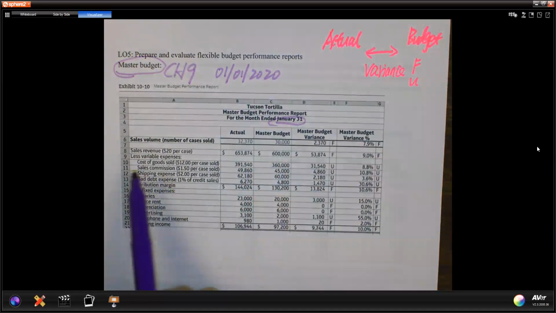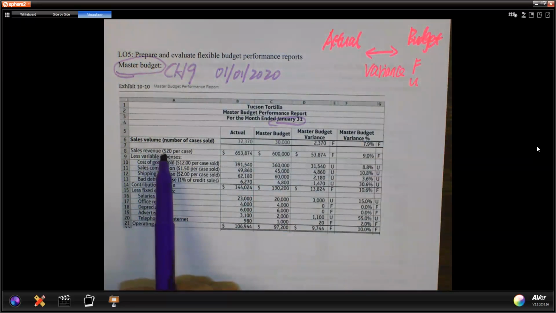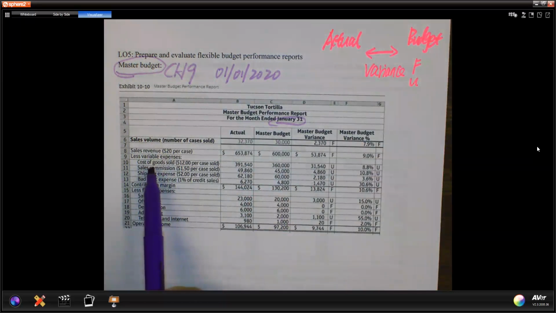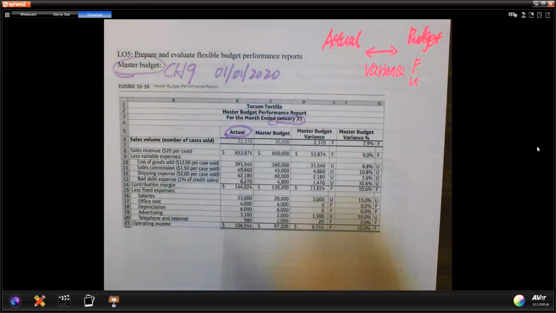So you have your sales volume, sales revenue. Remember we said each case we sell at $20. You have a variable expense. You got your contribution margin. You have a fixed cost. You got your operating income. So the first column B is the actual number.